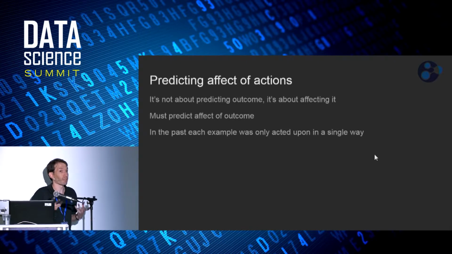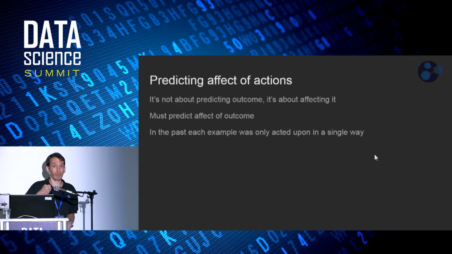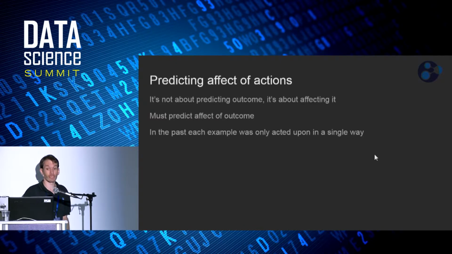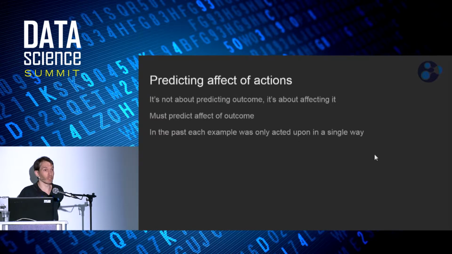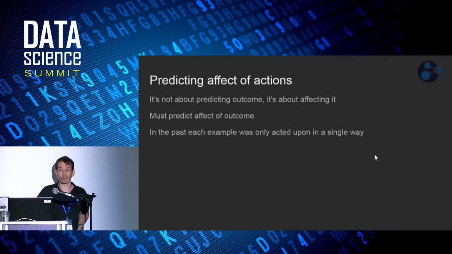So we need to define the problem correctly. We need to predict the effect of actions. That's the first thing we need to remember. We need to define the correct problem. It's not about predicting the outcome. It's about predicting the effect of actions. So we need, obviously, to have past data about actions. If we never did any kind of preventative actions, we have little hope of being able to train a model which will predict the effect of new actions totally different than anything we've ever done before.